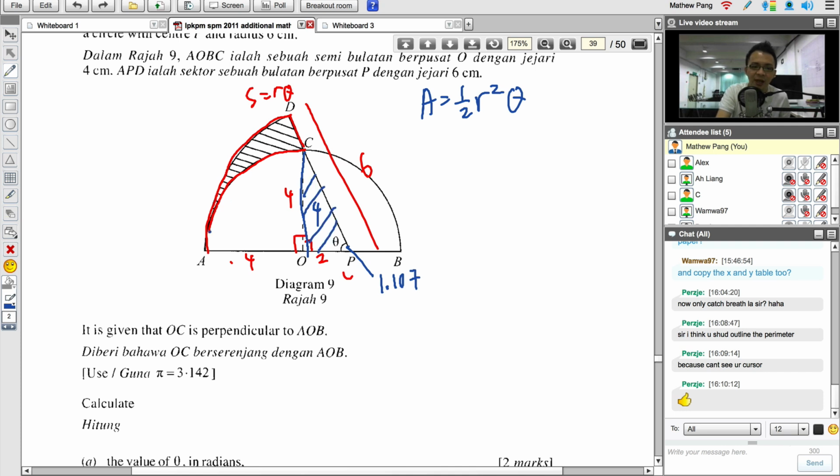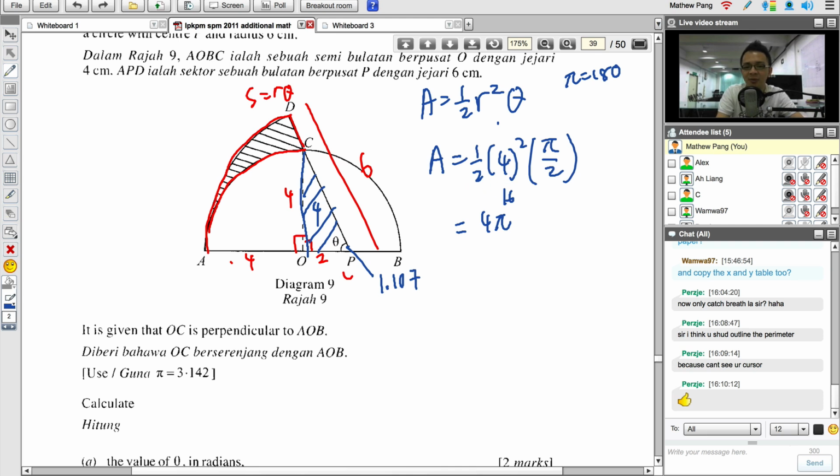And then I want to find this part. This is a semicircle, right? So this one is a quarter of a circle. So I can use this one. Area equals half, r is 4 squared, angle 90 degrees, pi over 2, because I know pi actually equals 180. Alright, so this part, I just use a calculator. This is 16. 16 divided by 2 is 8. Divide 2 again is 4. So this one actually is 4 pi. Alright, so area for this one is 4 pi.